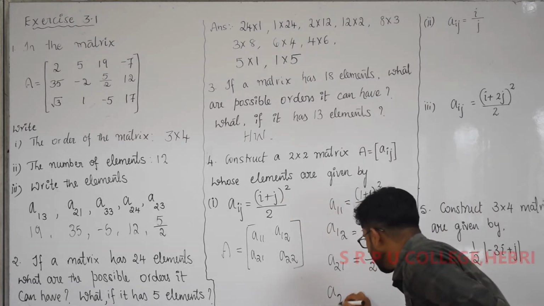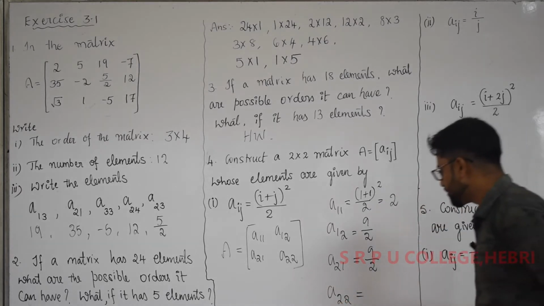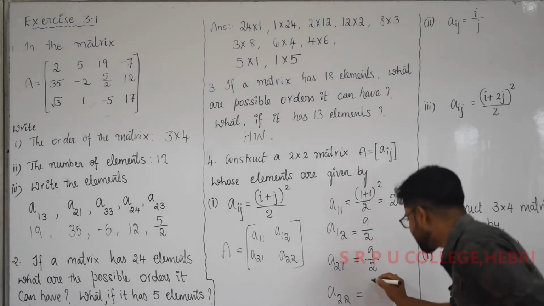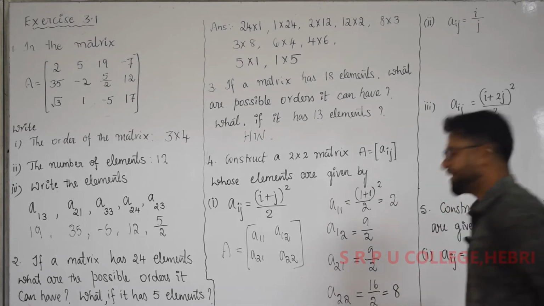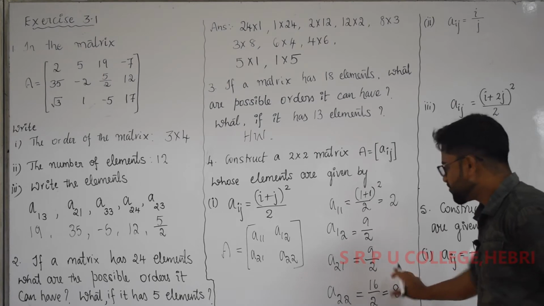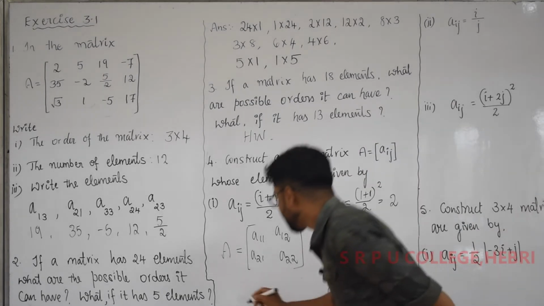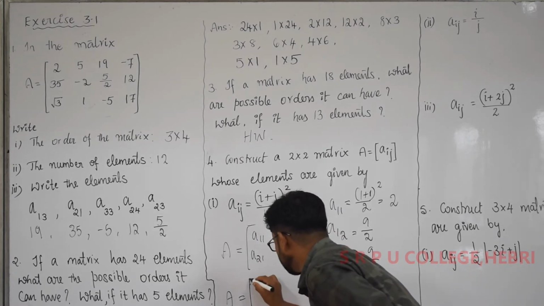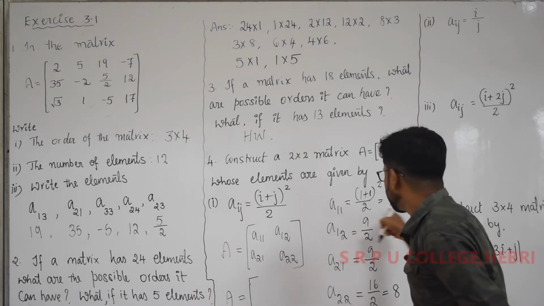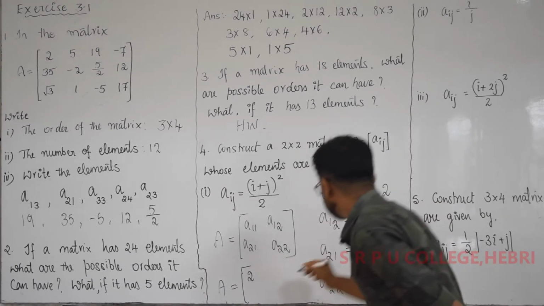Now the last one A22. Numerator is (2 plus 2) whole square. 2 plus 2 is 4, 4 whole square is 16, 16 by 2. So we can simplify, it will be 8. If you write this much, you will lose 1 mark. At the end we need to write that required matrix will be A11. In the place of A11 you need to write 2. Next A12, 9 by 2.